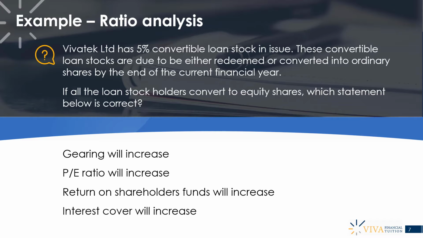The last one, interest cover will increase. So interest cover is our profit before interest and tax divided by the amount of interest. And because we're no longer going to have these convertible loans in issue, paying that 5% interest, we're going to have less interest to pay. So let's say a similar PBIT, the same profitability, because we can't assume anything different, and the amount of interest is less. So that's going to mean that our interest cover will increase because we've got less interest to cover with those earnings. So it's the bottom of these that's correct.